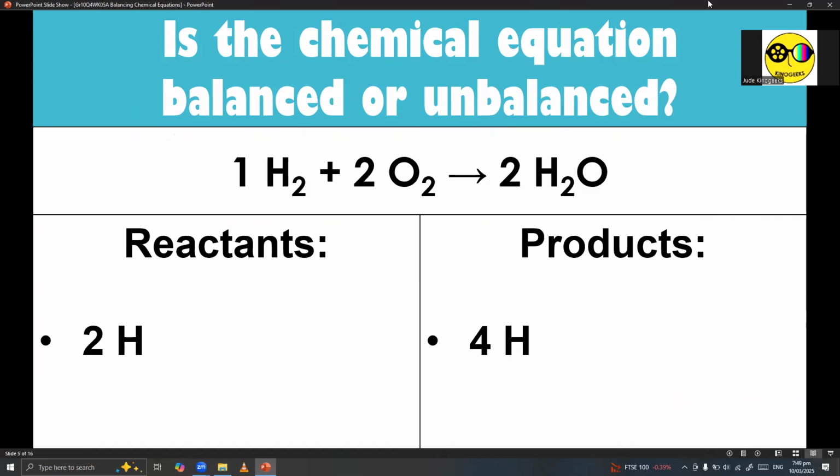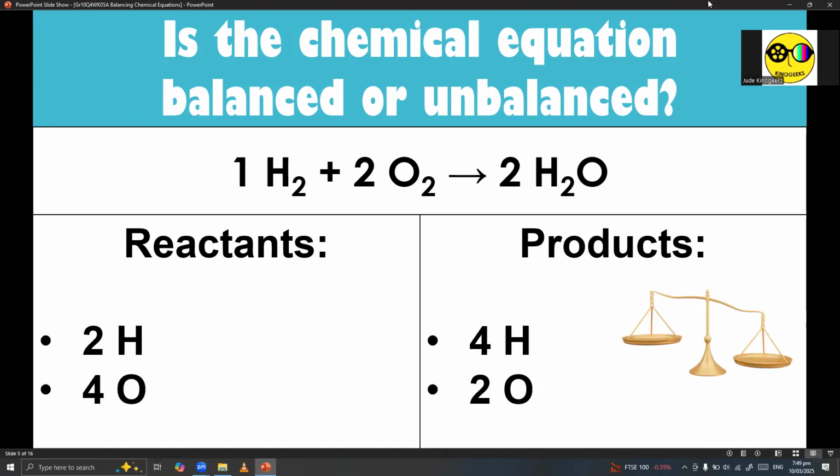While for oxygen, you have 4 oxygen atoms, 2 times 2, on the reactant side, and you have 2 oxygen atoms on the product side, 2 times 1. So even though they have the same numbers, 2 and 4, they don't match with the number of elements. So therefore, this equation is unbalanced, meaning there is something wrong with the way this equation was balanced. So, mali ng coefficients na ilagay.